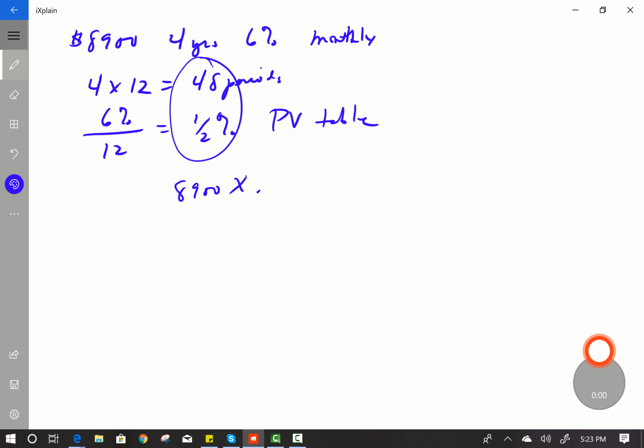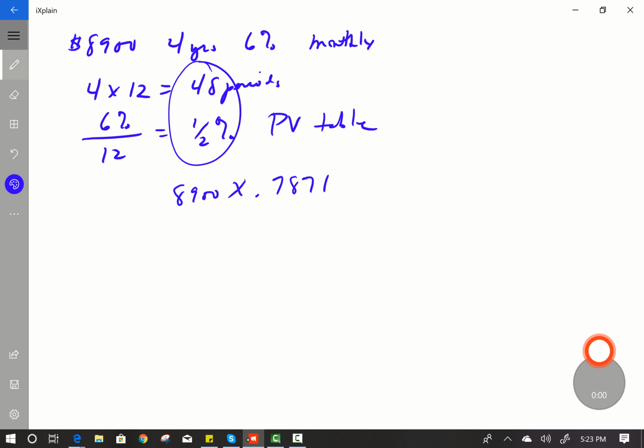So we'll take that times 0.7871, and this will give us the present value, what must be invested today in order to get $8,900 in 4 years. And that amount would be $7,005.19. So today we must invest $7,005.19 if we wanted to receive $8,900 in 4 years, if the account or the investment were compounded at 6% interest for 4 years monthly.